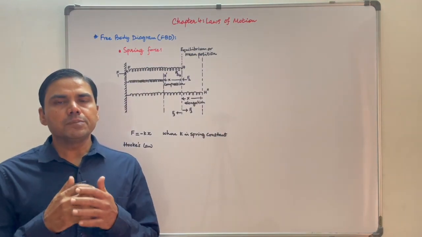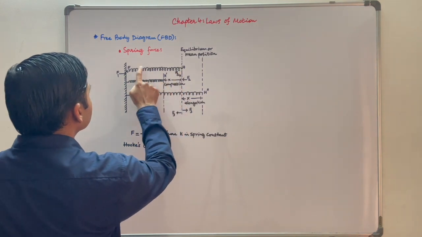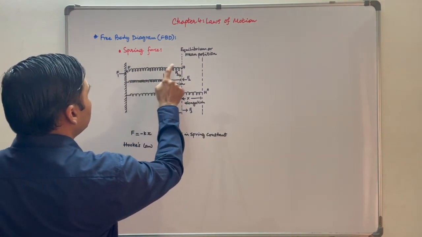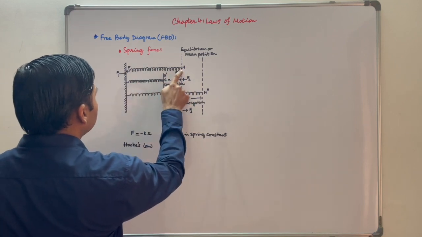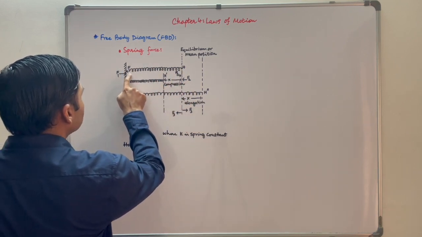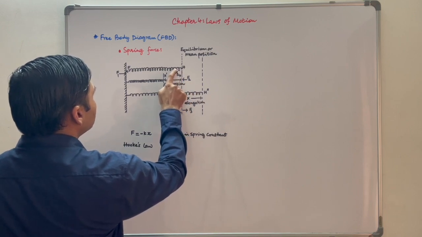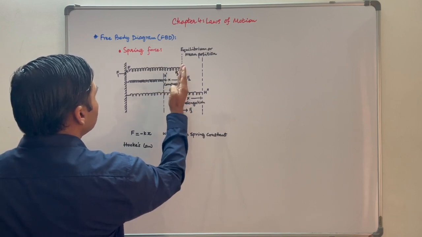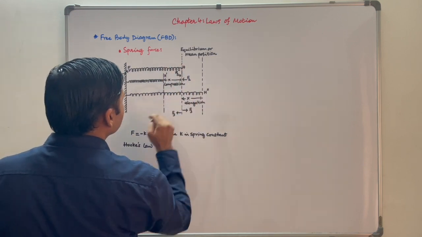Now let us see spring force. Consider a massless spring which is attached to the wall. Its free end is held by a man. So there are two contact points. First between the wall and the spring, and second between the hand and the spring. We will consider two cases. First, when spring is compressed, and second, when spring is elongated.